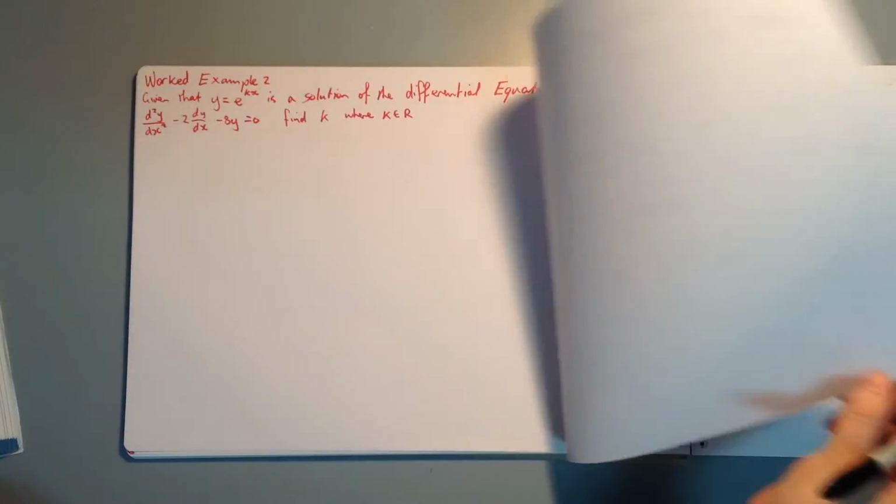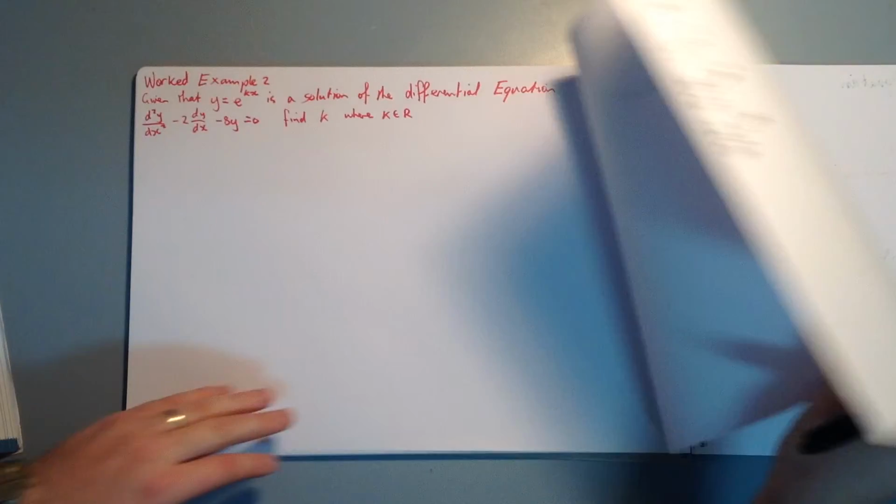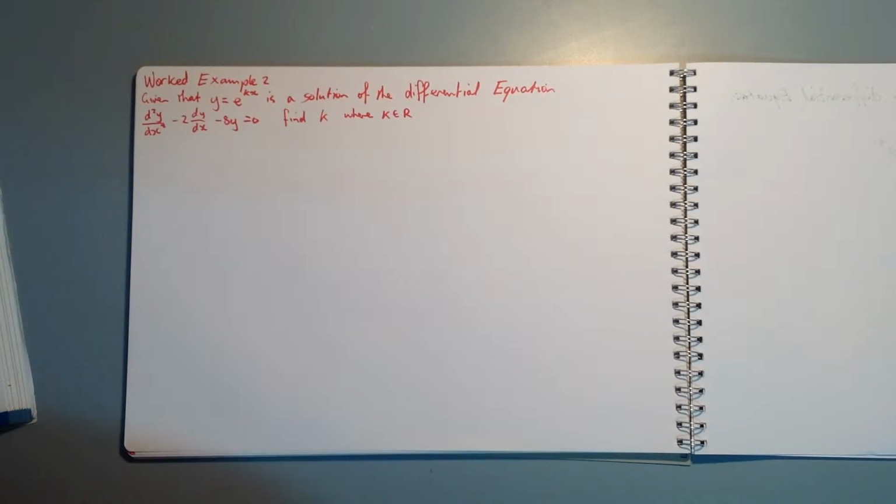We've got 2 more worked examples we can have a look at. Sorry, we've got worked example 2 here. Given that y equals e to the kx is a solution to the differential equation d squared y on dx squared minus 2 times dy dx minus 8y equals 0, find the value of k where k is an element of all real numbers.